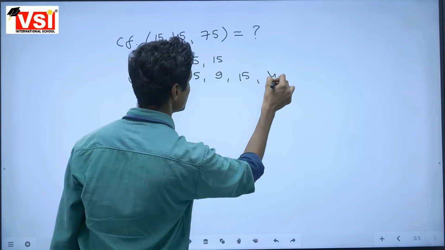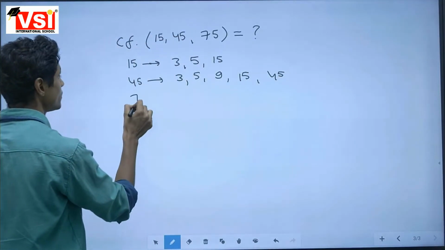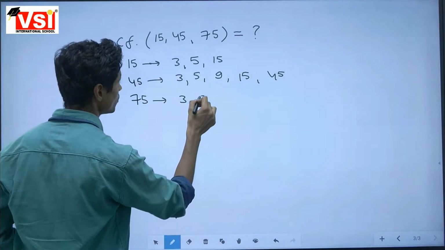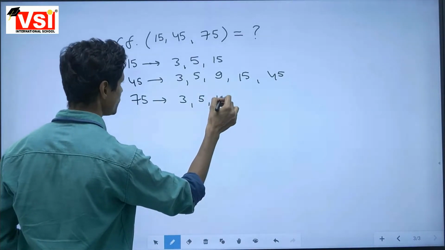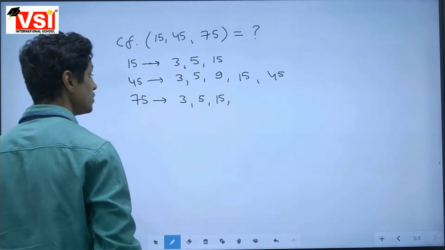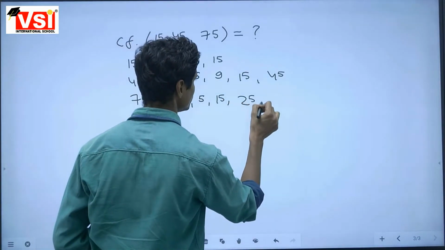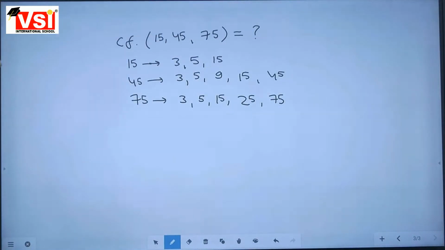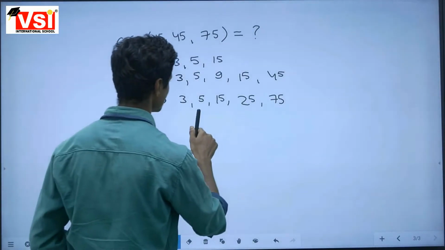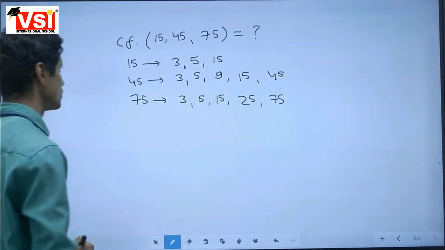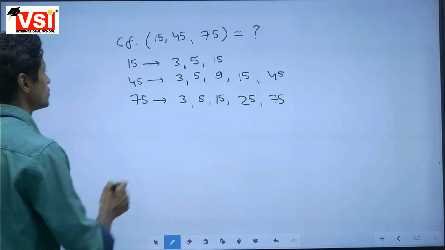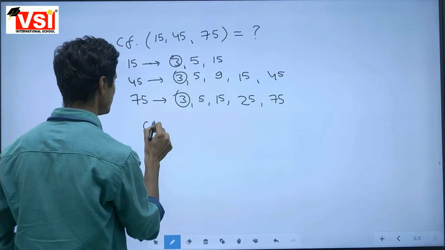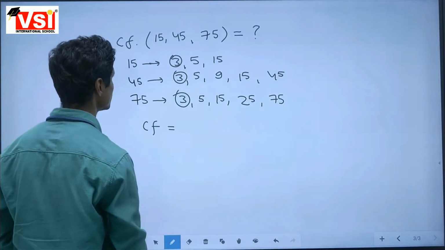15 and 45. And about 75, we can see that 75 is divisible by 3, 5 and 15 and 25 and 75. Any other number that divides 75? No. That's all: 3, 5, 15, 25 and 75. Fine. So just take the common factors: 3 and 3. So common factors, 3.